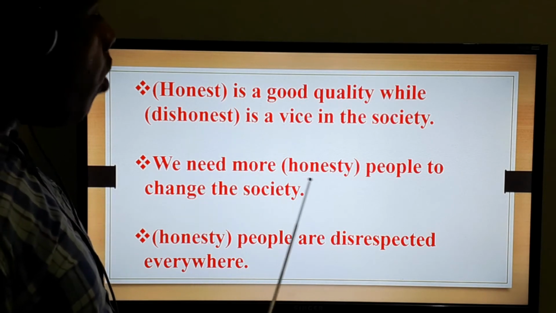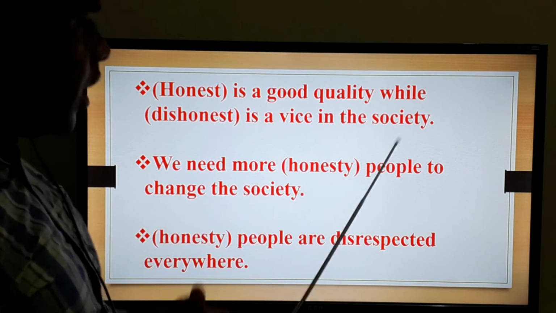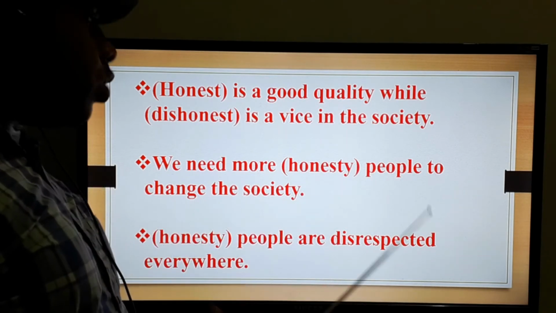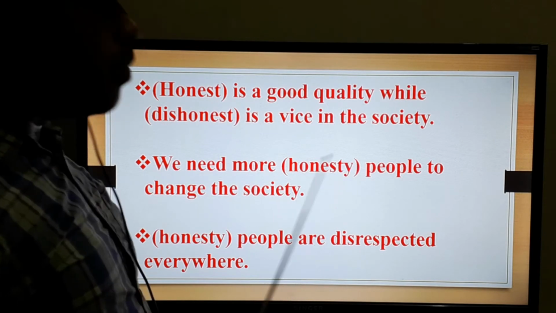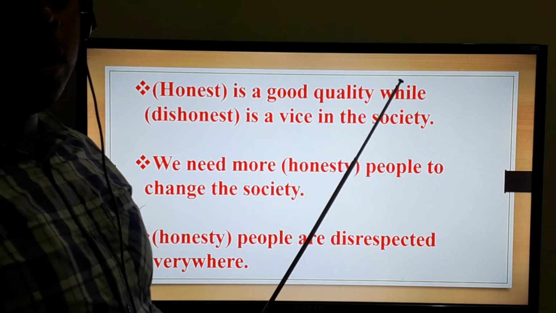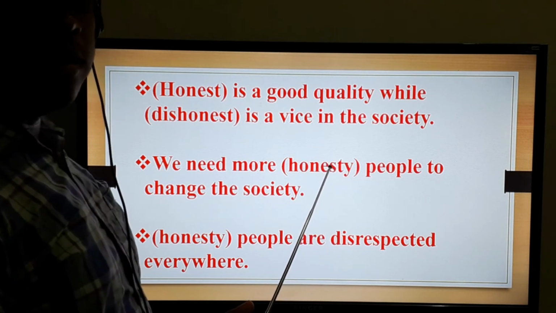Number 2, we need more honest people to change the society. What do you think? What do we need? Honesty people or dishonesty? What is the best word? Yes, we have to put honest people. We need honest people, not honesty. There we need an adjective, not a noun.